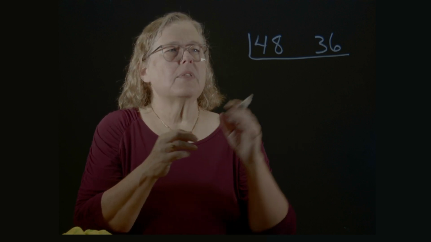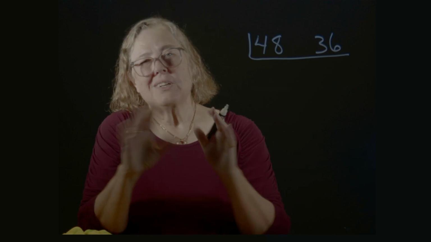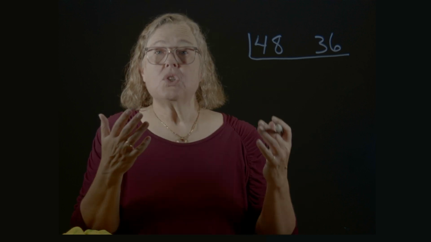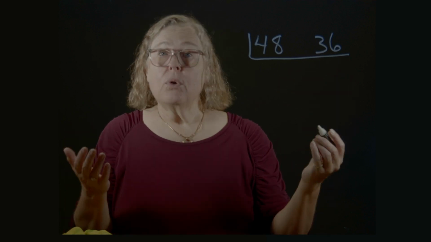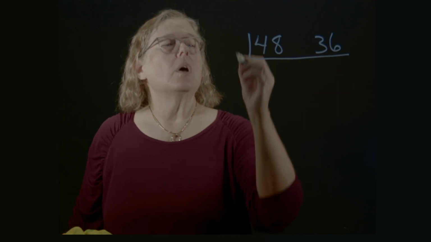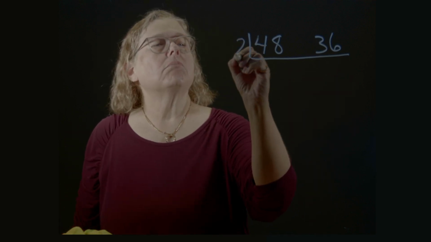What's the smallest number that'll go into both of those? Not one. One doesn't change anything. But it's going to be 2, right? Because they're both even. 48, 36. They're both even numbers. I know I can pull out a 2. So I'm going to put a 2 here.